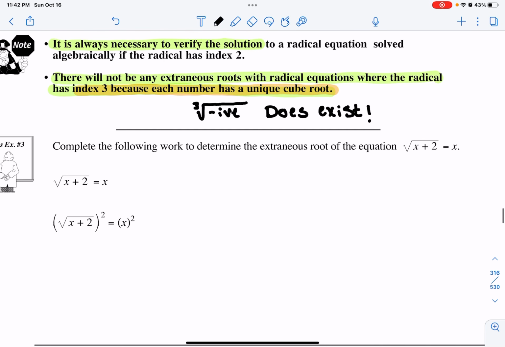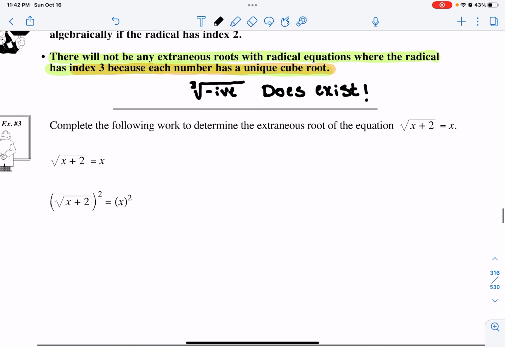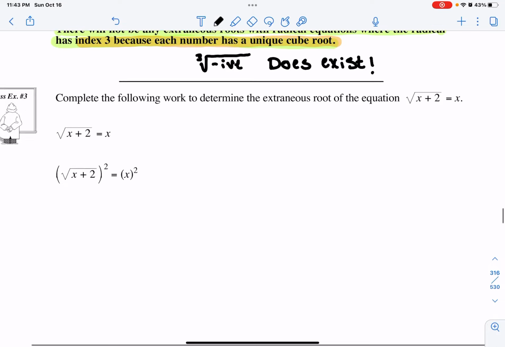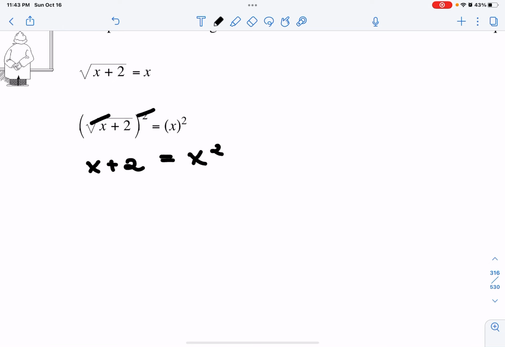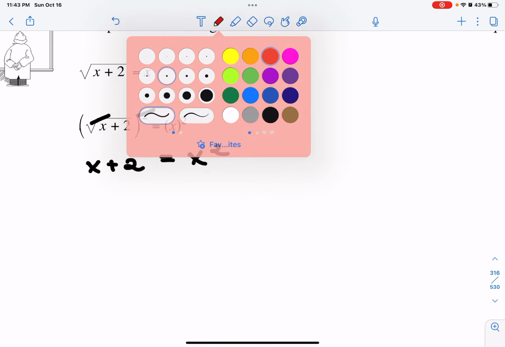All right, complete the work for the following and determine the extraneous root of the equation. Square root of x plus 2 equals x. All right, so if I look at this, they started off by squaring both sides. This is the correct step. Once we square both sides, we realize the square root and the square cancel to leave me with x plus 2, which is equal to x squared. Now, I keep this x squared positive because if it has a positive coefficient, I'm going to leave it here, and I'm going to move everything from the left over.